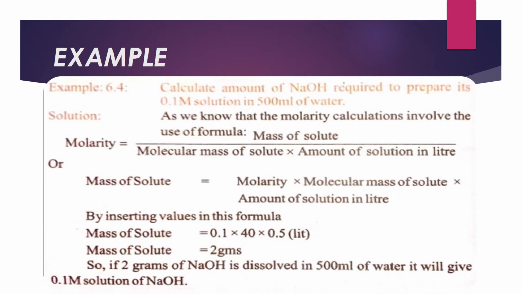Or we can use the formula for mass of solute. Mass of solute is in the denominator here. When we put it on the other side of the equal symbol, it will be multiplied. So mass of solute equals molarity multiplied by molecular mass of solute multiplied by amount of solution in liters. Now we want molarity of 0.1.